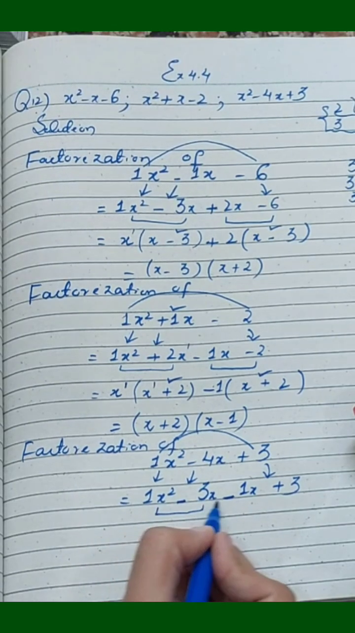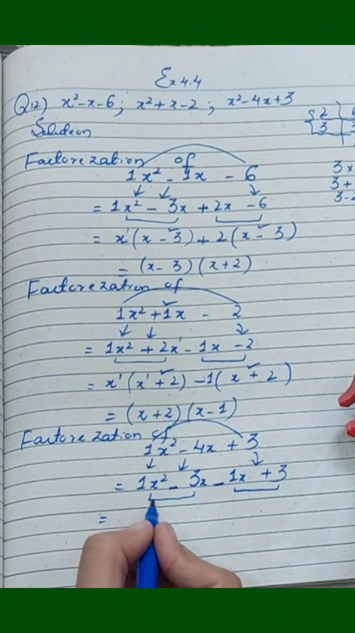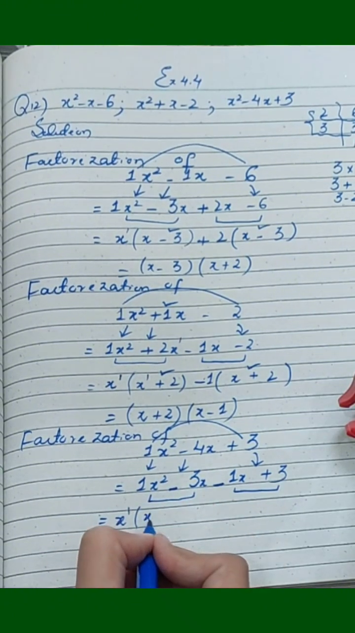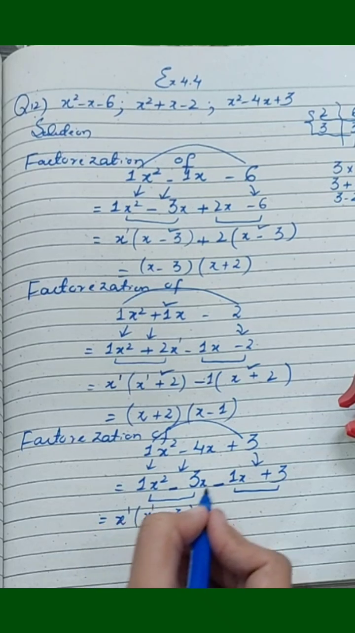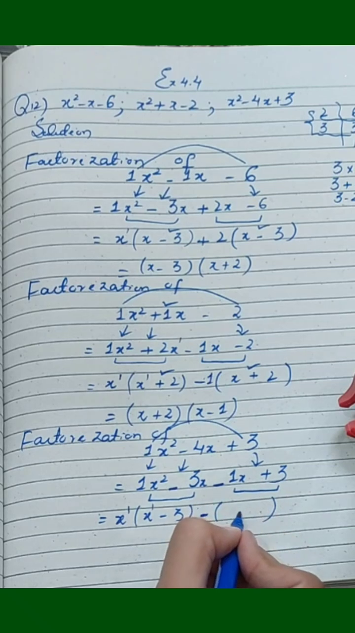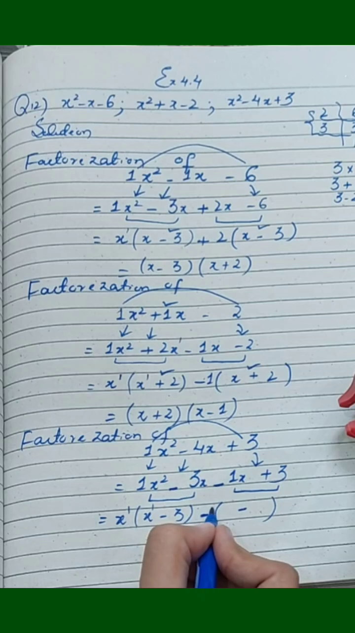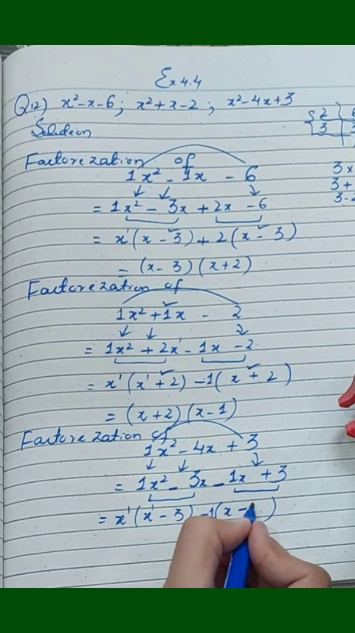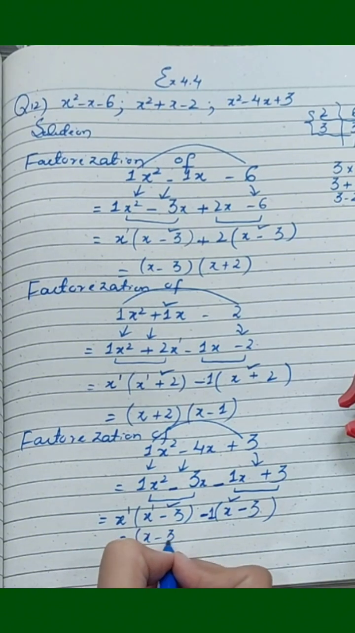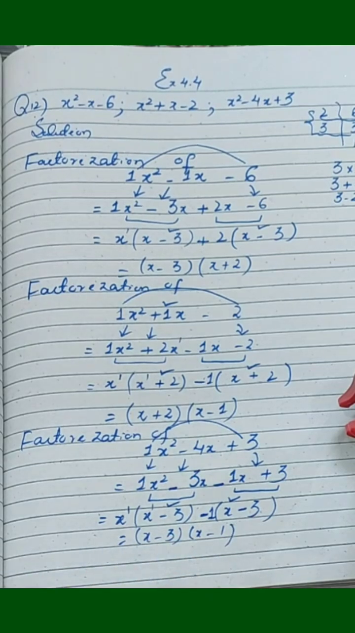Now here you can make a pair. Now you can take x as a common, because you always take the smallest power. The term within the bracket is x minus 3. Now here you can take negative sign as common. When you take minus as common, the sign within the bracket is minus, because plus minus is equal to minus. And you take 1 as common, it will be x minus 3. Now x minus 3 is common. The remaining element is x minus 1.